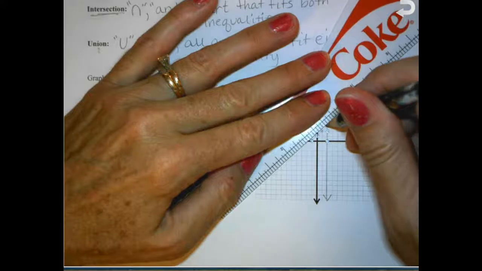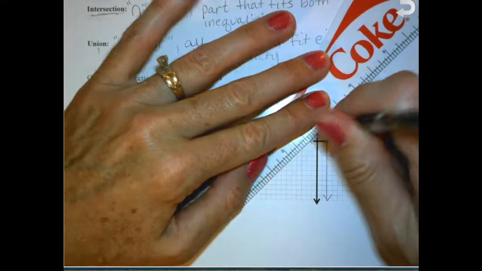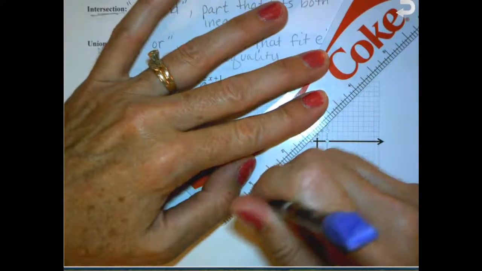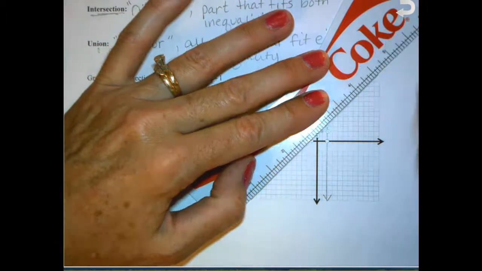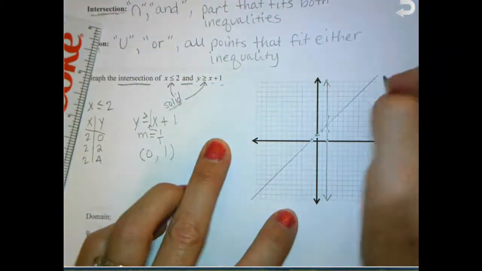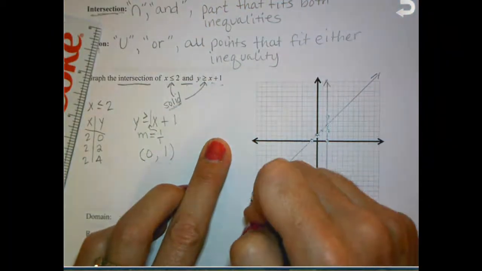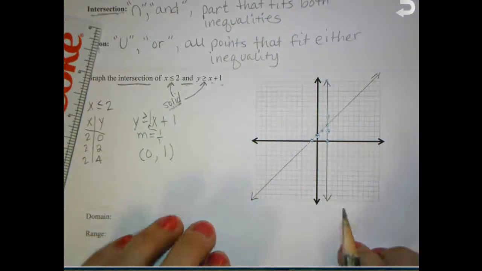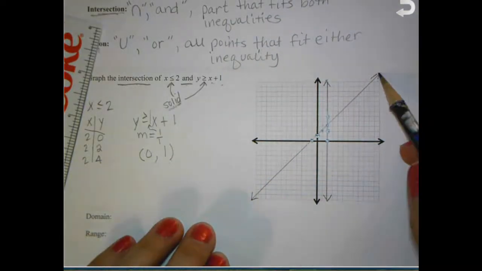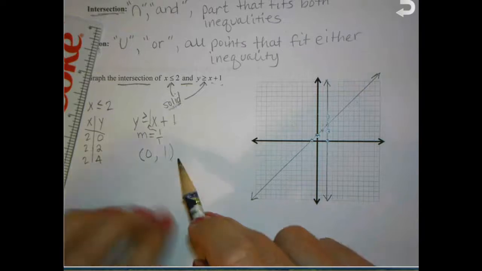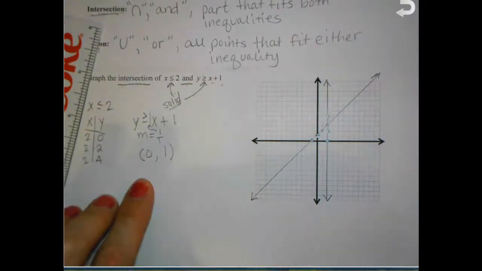A solid line right through here, and I'm going all the way from one end of my graph paper to the other, and arrows on each end every time we graph a line, because they do go on in both directions forever. Now I have my 2 lines graphed. Now I need to figure out where I am going to shade.